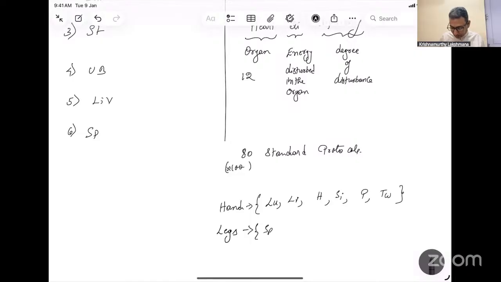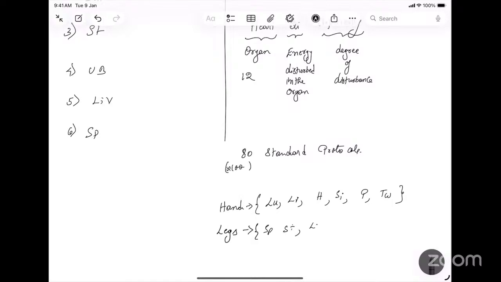Spleen, stomach, kidney, liver, gallbladder, kidney, and urinary bladder.